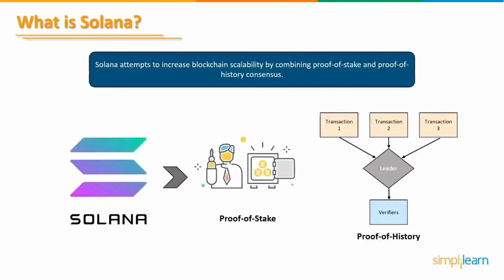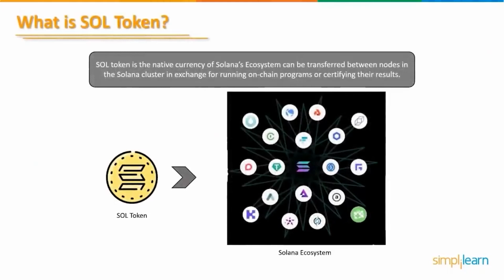Now the question arises, what is the SOL token? Solana's ecosystem uses the SOL token as its native currency. As a result, the token can be transferred between nodes in the Solana cluster in exchange for running on-chain programs or certifying their results. It can also be used to make micropayments known as lamports.